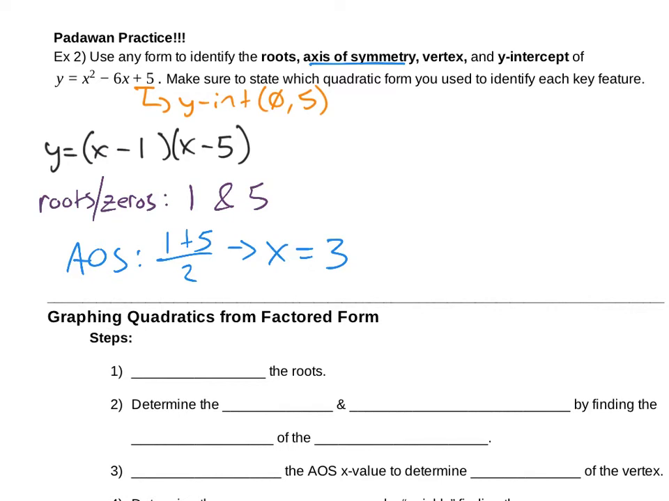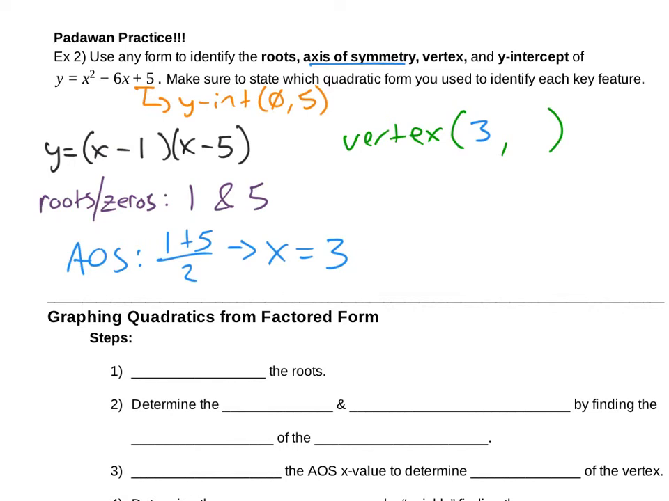Alright, now, the last thing we need is the vertex. Well, we already have half the vertex. We have the x half, 3. Again, how do you find the y of any x? Sing the song. Plug it in, plug it in. Plug in 3. Let's use it.